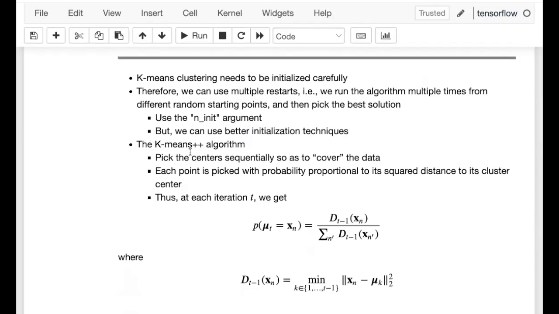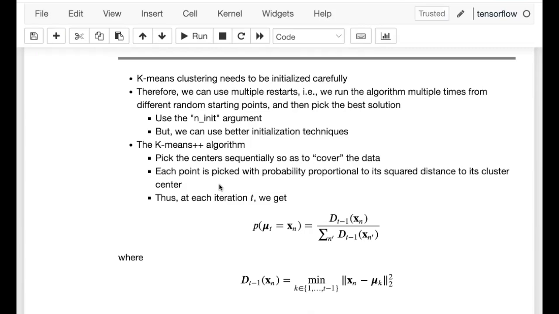However, I do believe it was around 2007 or 2008 that we had a more straightforward way of initializing the K-means clustering technique. And that's what is known as K-means plus plus. The only difference between K-means plus plus and the standard K-means is the way that you pick these initial cluster centers. And the goal is to pick them in a way that we can cover the entire space to the degree possible.